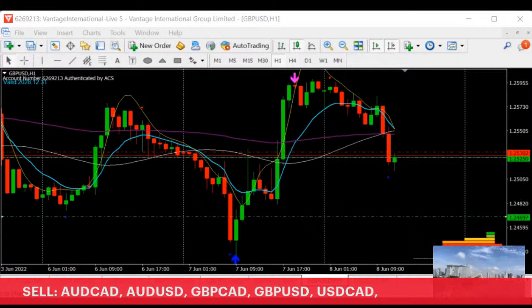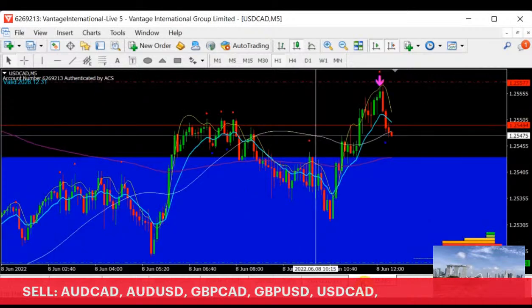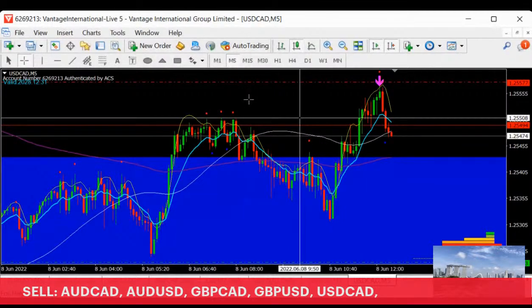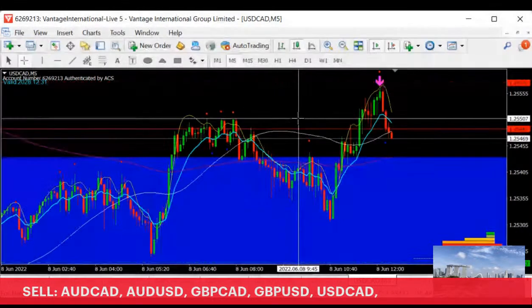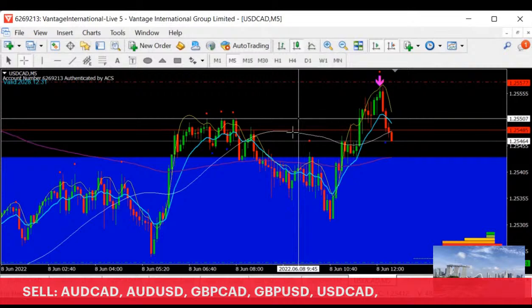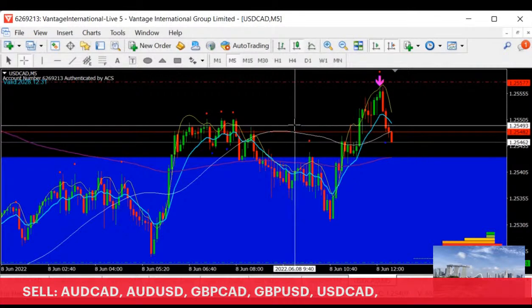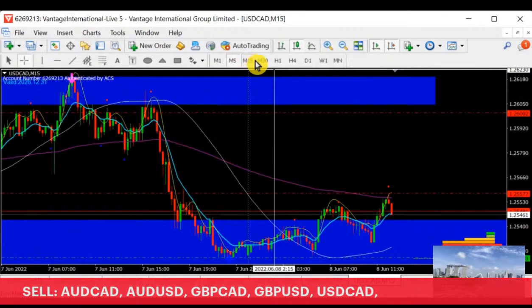We have entered a dollar cat. Dollar cat will continue the selling now.